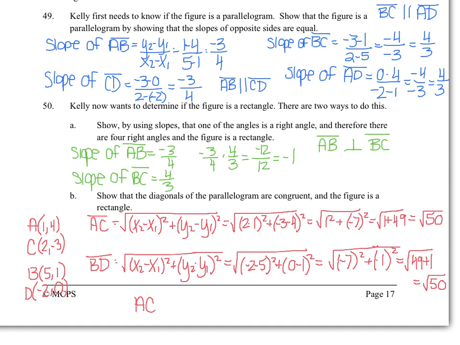So I can see that AC is congruent to BD, meaning that the diagonals of the parallelogram are congruent, and therefore the figure is a rectangle.